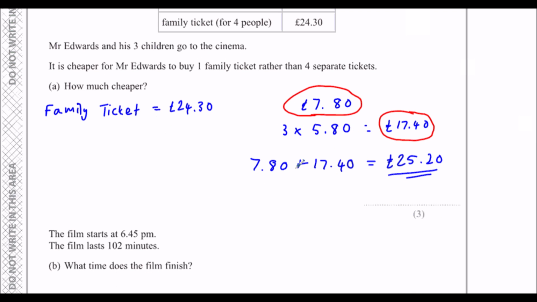So how much cheaper is it? So we're going to do 25.20 take away the price of the family ticket. So what's the difference between the 2 prices? So take away 24.30. And that comes up as 0.9, and that means 90p, 0.9 pounds, 90p.